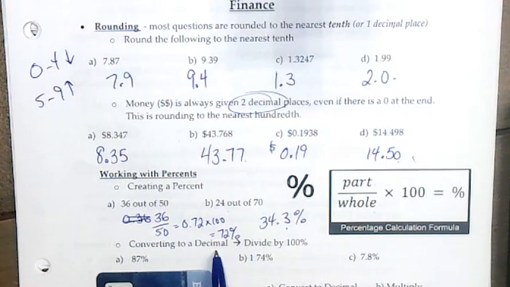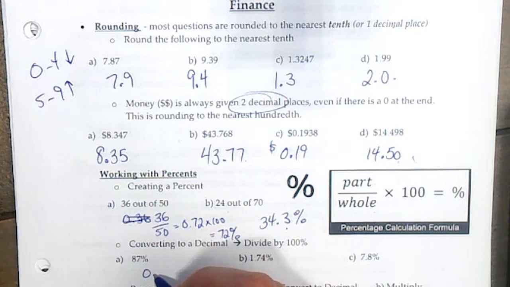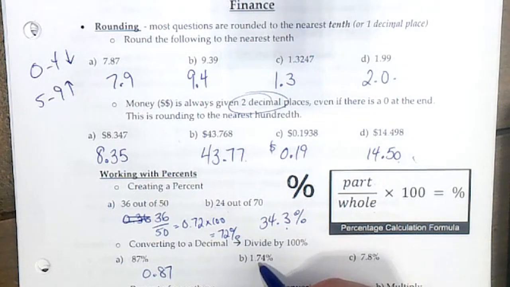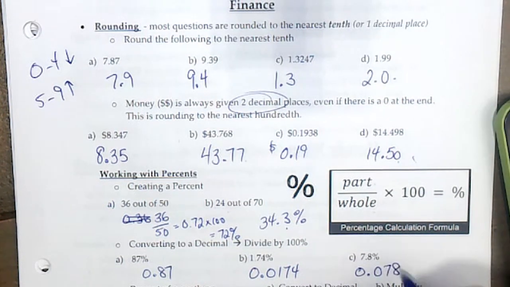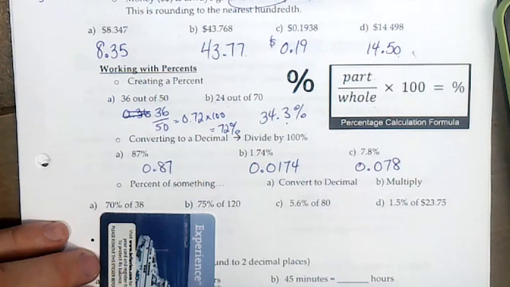So converting to a decimal, all we do is divide by 100. So when we create a percent, we multiply by 100. This way we're going backwards. We're dividing by 100, to get rid of the percent sign. This one, divide by 100. Try it in the calculator. Be careful with these really small ones. Divide by 100. And I'm going to keep all the decimals.